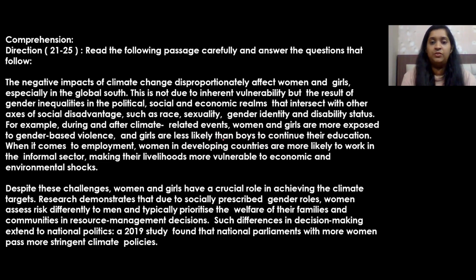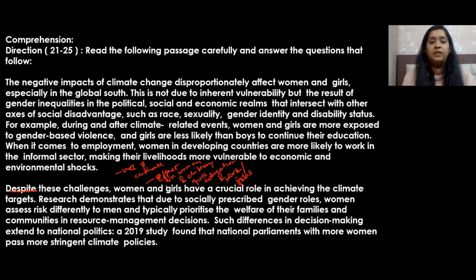When it comes to employment, women in developing countries are more likely to work in the informal sector, making their livelihoods more vulnerable to economic and environmental shocks. So, what is this passage talking about? Negative impact of climate change, effect on women and children, or rather girls, education, and work culture or jobs. Okay. Despite these challenges, so again, a transition word coming in here.